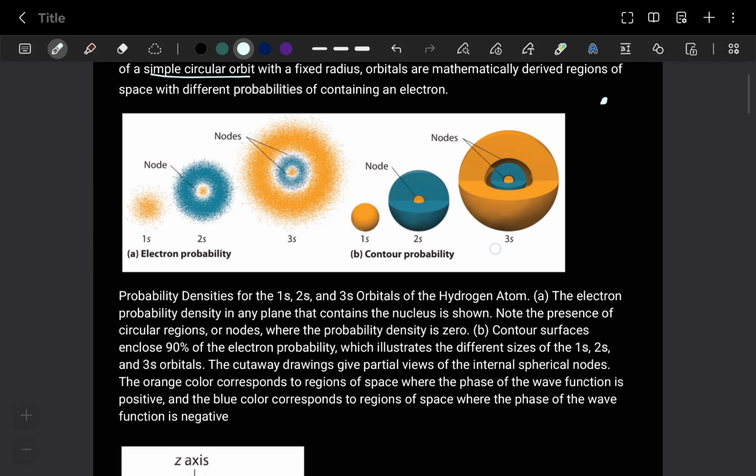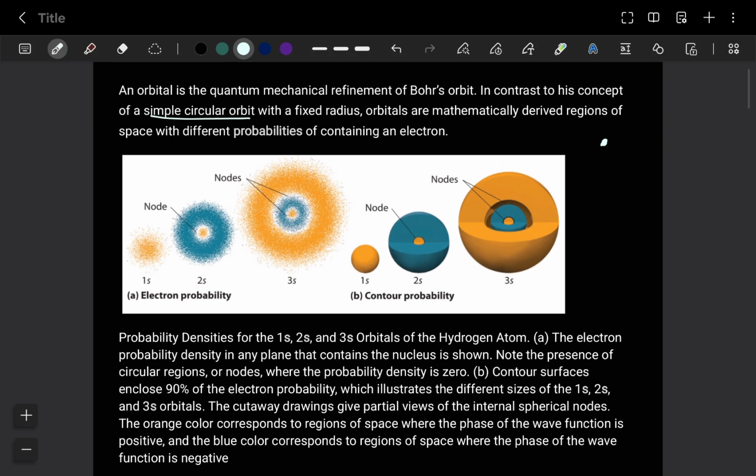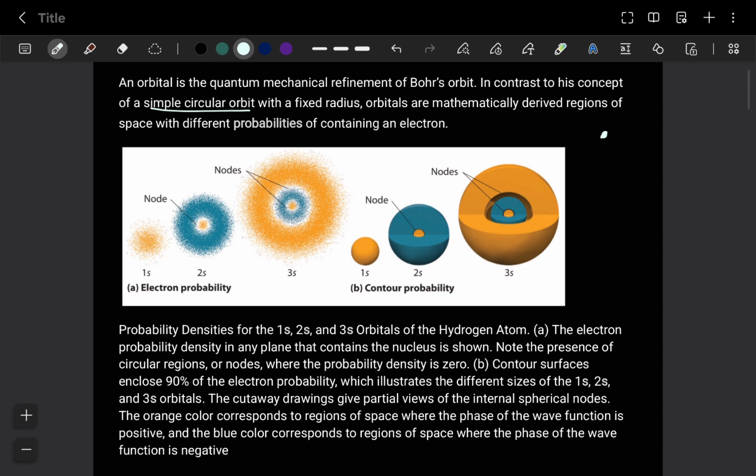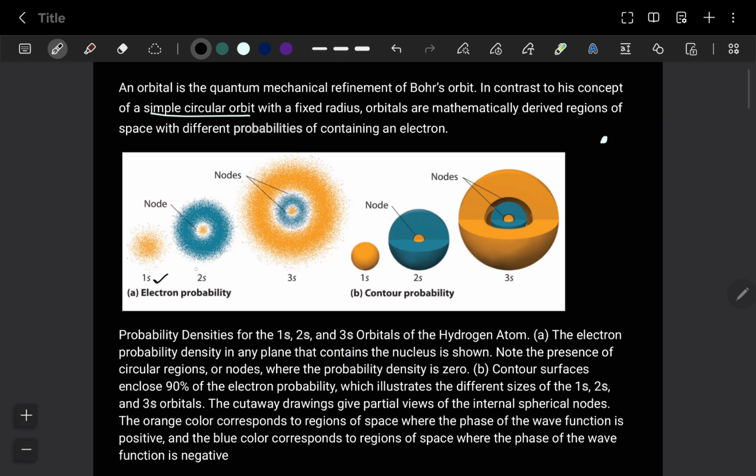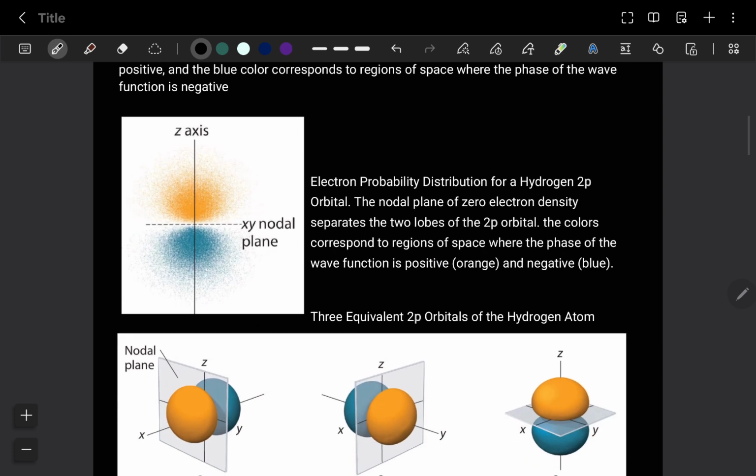Now, depending upon different energy levels and distance from the nucleus, the electron that is closest to the nucleus will have less potential energy as compared to the one that is farther from the nucleus. So the orbitals can be 1s. S is for spherical shape here. These are spherical orbitals: 1s, 2s, 3s.